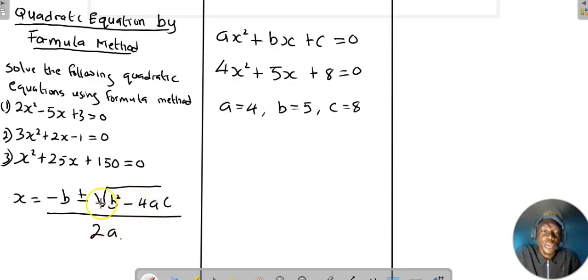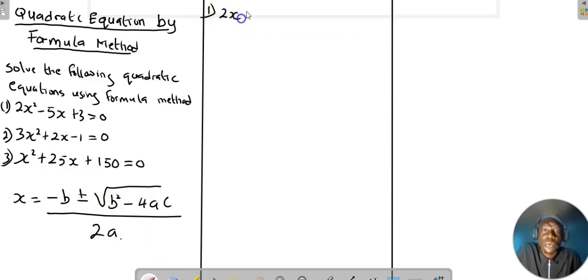Okay, now let's proceed into solving the examples we have here. Example number 1, we have 2x squared minus 5x plus 3 is equal to 0. Now let's get the values of a, b, and c here. Our a is the coefficient of x squared, so a is 2. Our b is the coefficient of x, so b is minus 5. Then our c is the constant, and that is 3.